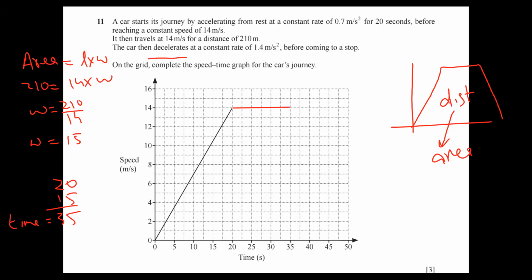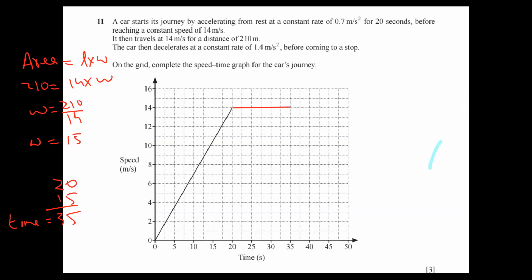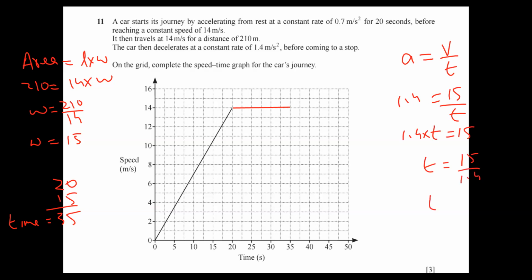After that, it decelerates until it stops. But I don't know where it stops, so how to decide this stop? We have to read the next part. He said that the deceleration is 1.4. So what is the formula of deceleration? It is velocity by time, or speed by time in this condition. Naturally the speed is confirmed, because 14, 14, 14 is going on. So 14 is here, and the deceleration we have is 1.4, and time I want to find. So 1.4 into t is equal to 15, and time I get 15 over 1.4.